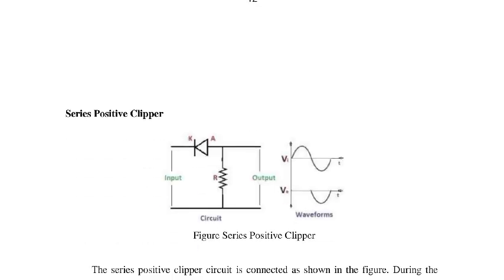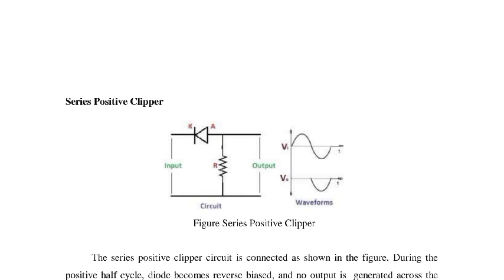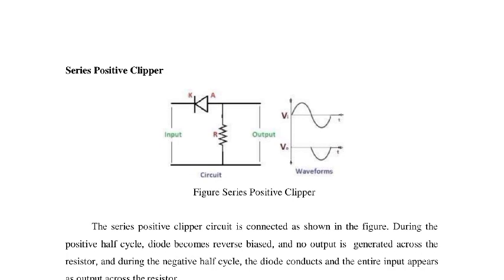Then second is the positive clipper. The same circuit is there, the only change is this: here one resistance is there, and this is the diode. During the positive clipper, the anode of the diode is connected to the output side.